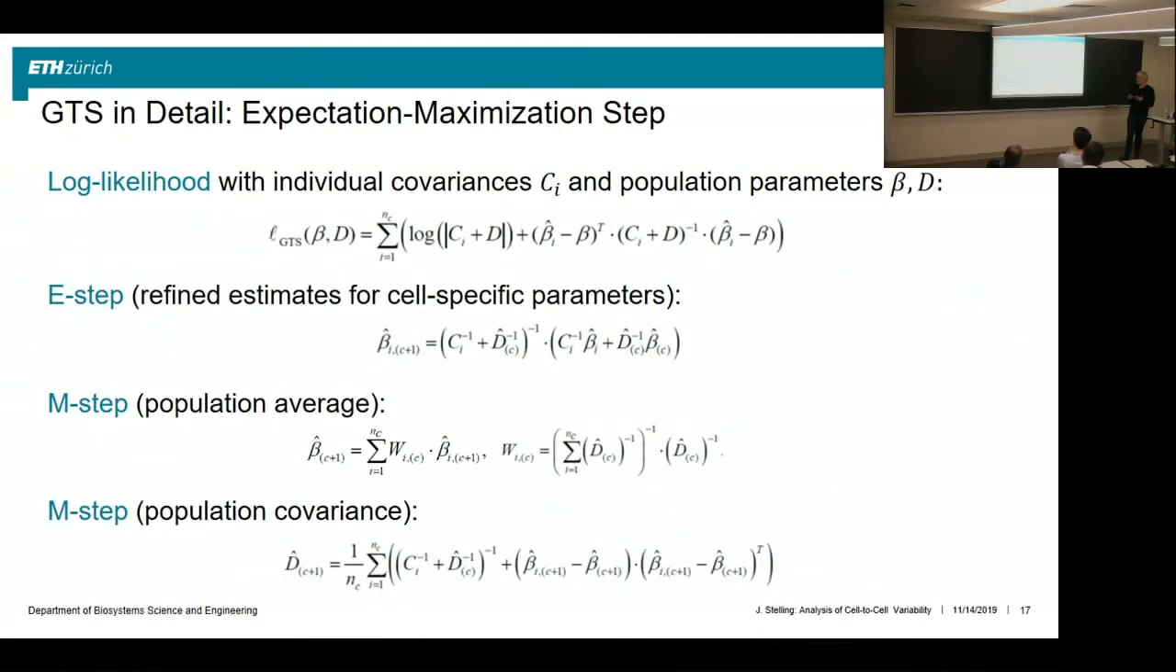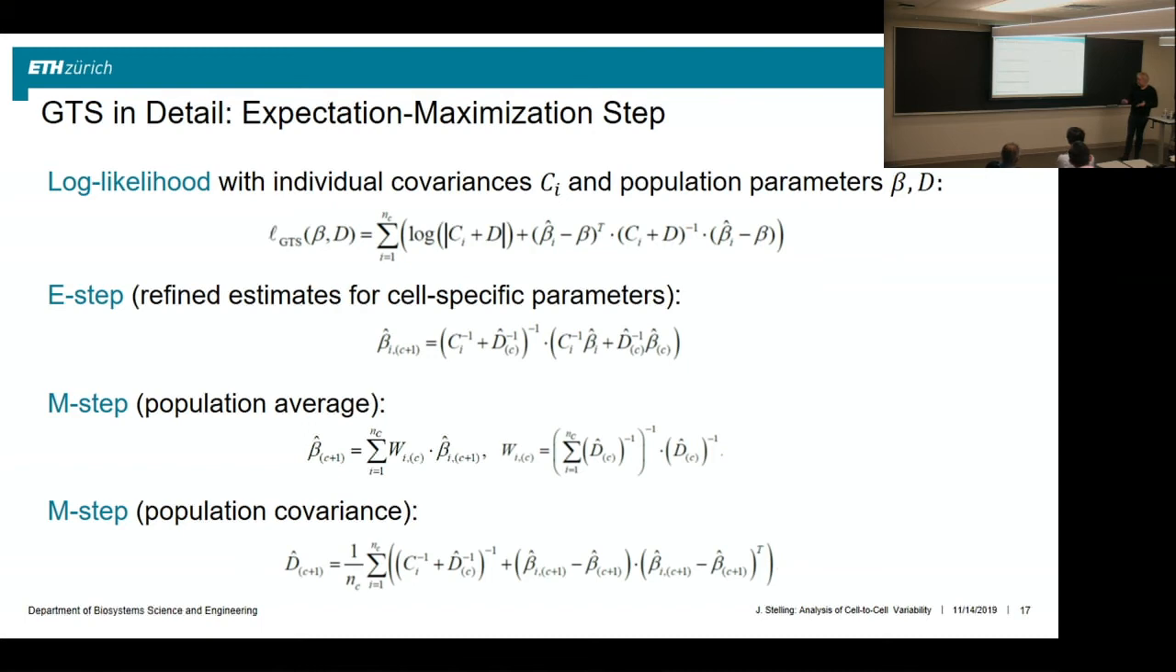Just to give you an idea how this actually works: we have this covariance C_i, which is essentially the Fisher information matrix for each cell, so it characterizes the uncertainty in the individual estimates. What we're looking for are beta and D, the mean and the covariance matrix of the population. We can write down the log likelihood, and then we take an EM-type algorithm. First, in the expectation step, we refine the estimates for the individual cell-specific parameters, taking both this uncertainty and the population-level covariance into account. Then we do the M step, the maximization step, for the population average and also for the population covariance. Then we iterate. That's the basic idea of the algorithm.